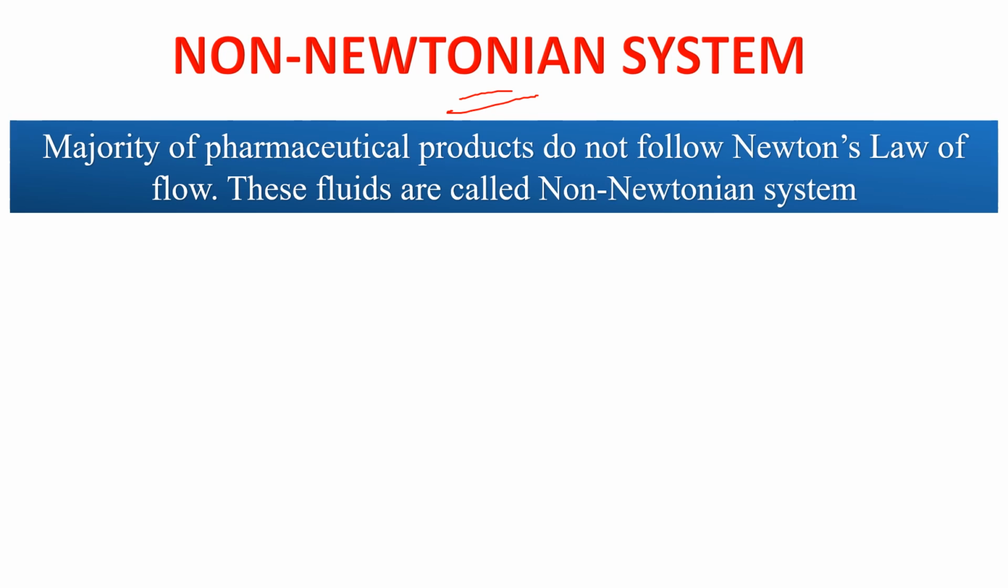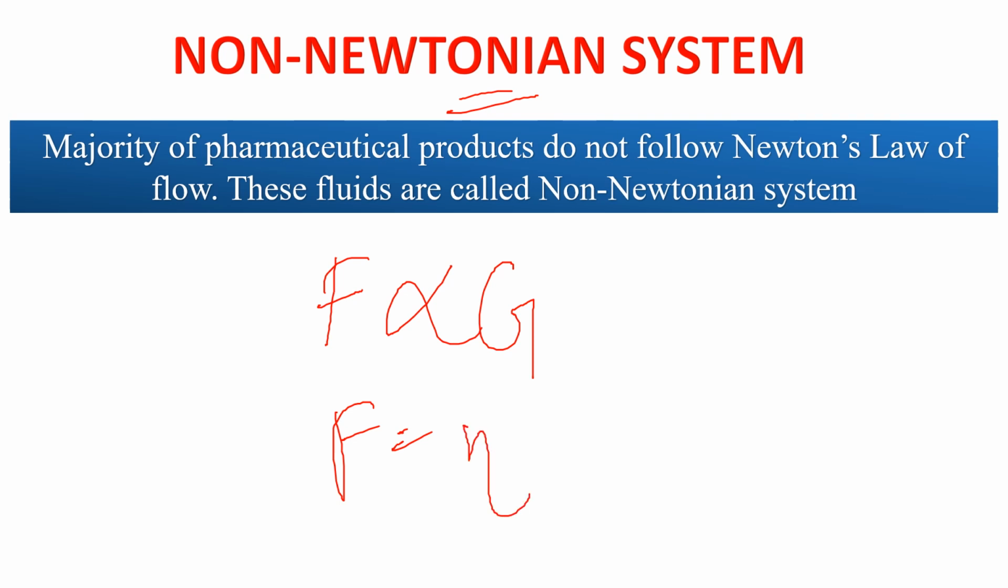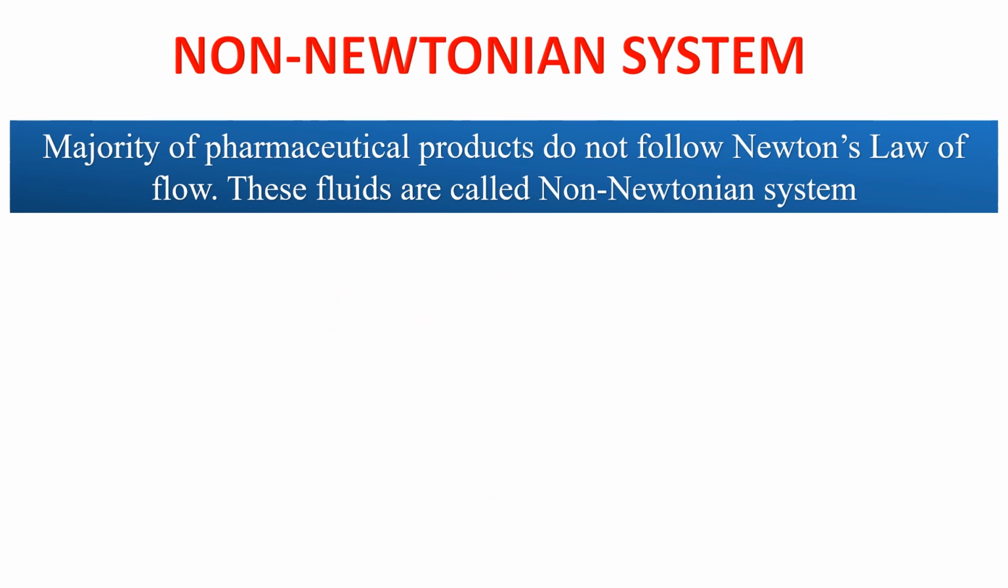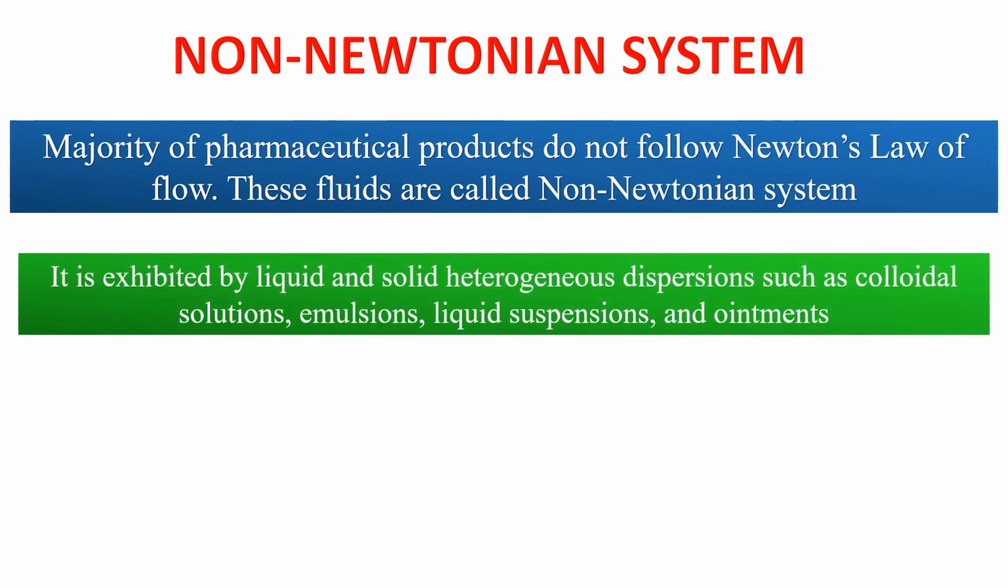What was Newton's law of flow? Newton's law of flow was that the shearing stress is proportional to the rate of shear, given by a proportionality constant, which was the coefficient of viscosity. This was the Newtonian system. But when it comes to non-Newtonian systems, they won't obey Newton's law of flow.